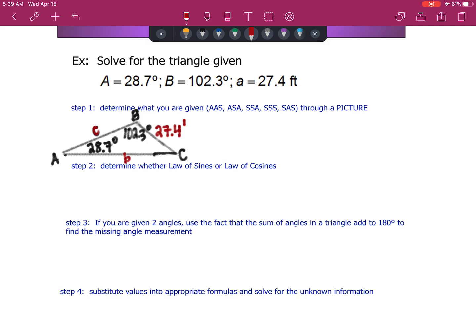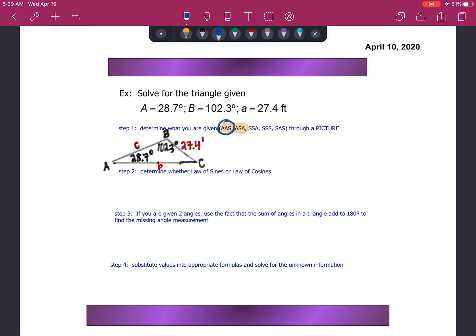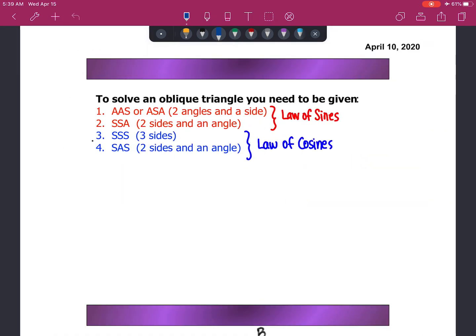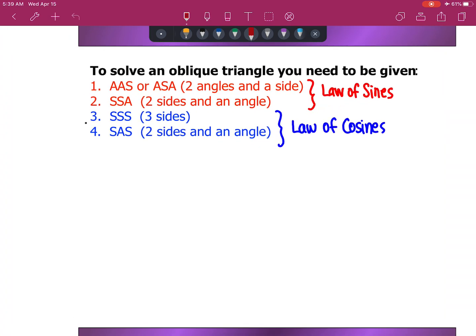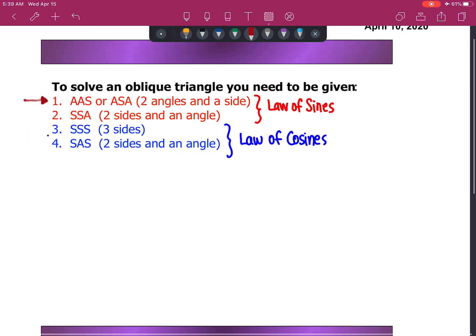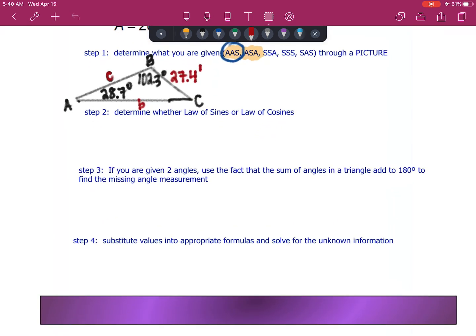So what are we given? Are we given 2 angles and the side outside? Or are we given 2 angles and the side between the 2 angles? Well, we're given 2 angles and the side outside the angles. So I'm going to come back over here. I can see 2 angles and the side outside. That's number 1: 2 angles and the side outside. So that tells me I need to use law of sines.